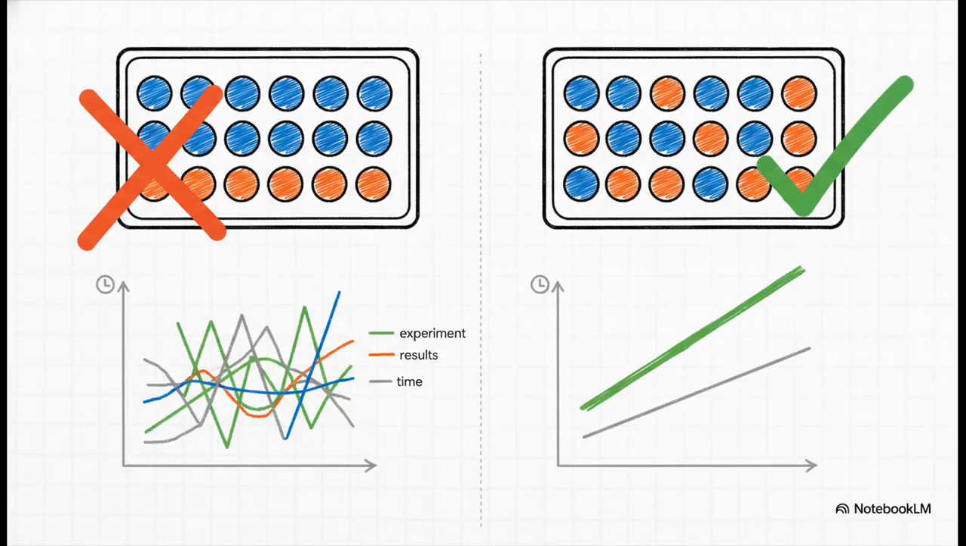But here it is, the one rule you can never, ever, ever break: randomize. Do not run all your low-temp samples first, then all your high-temp ones. Why? Because what if your plate reader warms up over time? Then you won't know if the effect you're seeing is from temperature or just from time. Randomization is what protects your results from all these hidden variables.